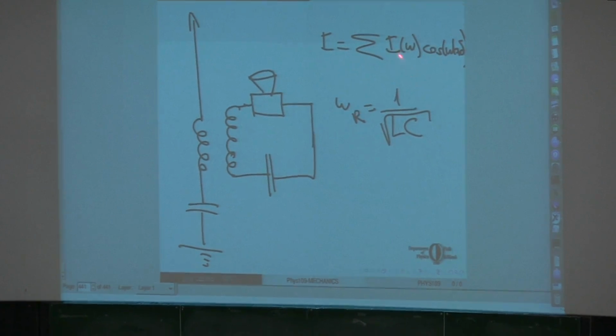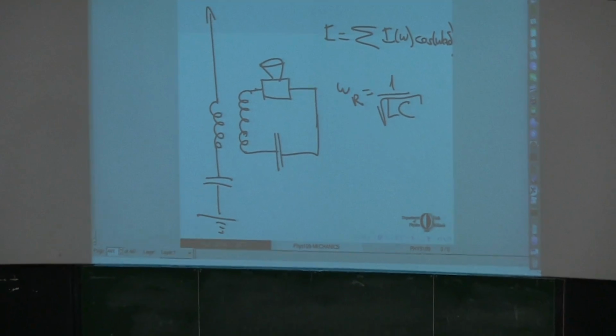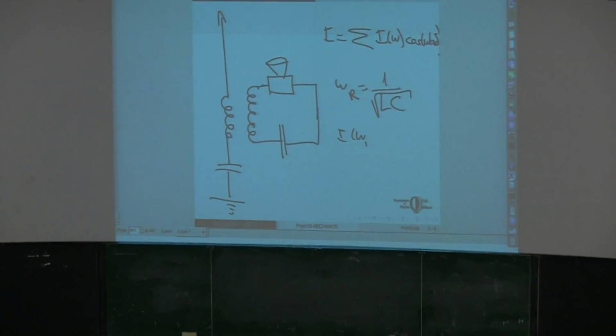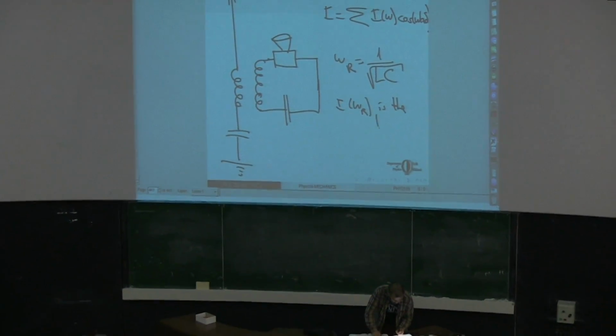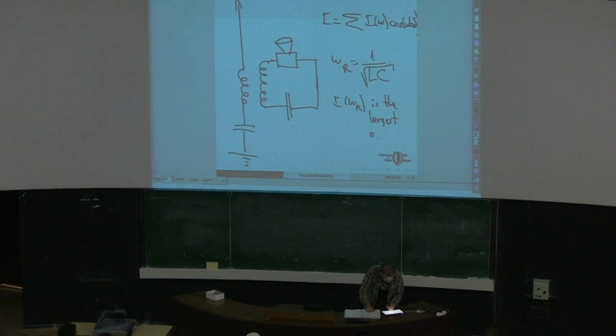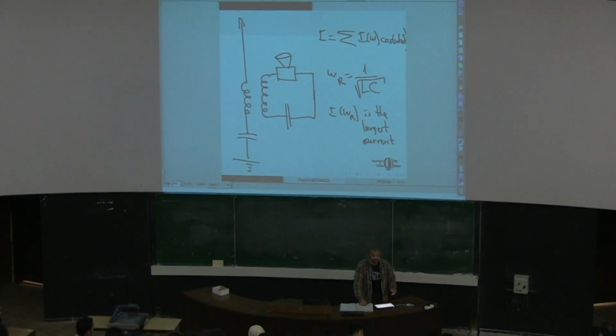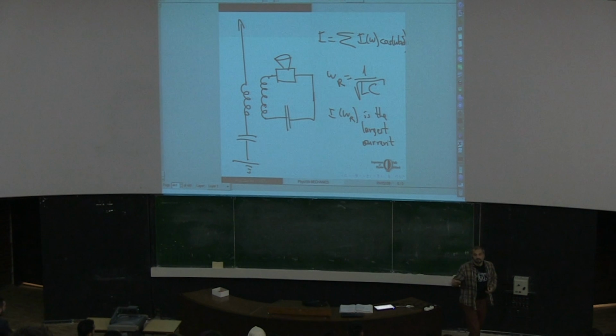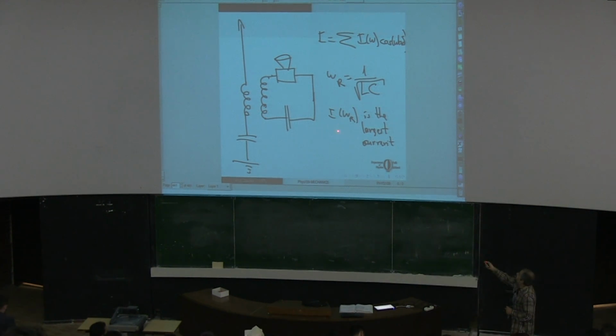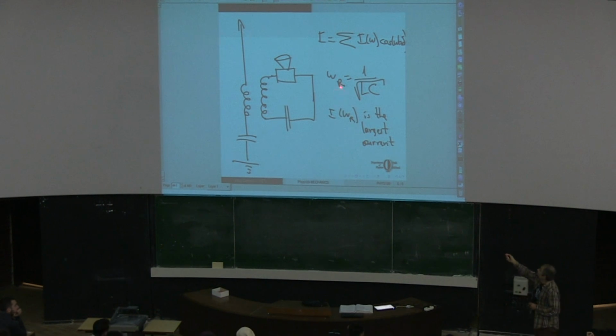Now in the sum there are all frequencies available. But you know that I of omega r is the largest one. It has the largest amplitude. Now, of course, there will be some fuzziness, but the maximum contribution to this sum will be from the frequency that is the resonance frequency. So essentially you are just picking up one frequency in all these electromagnetic waves that are reaching your antenna. And that should be the frequency of the radio station that you would like to listen to.